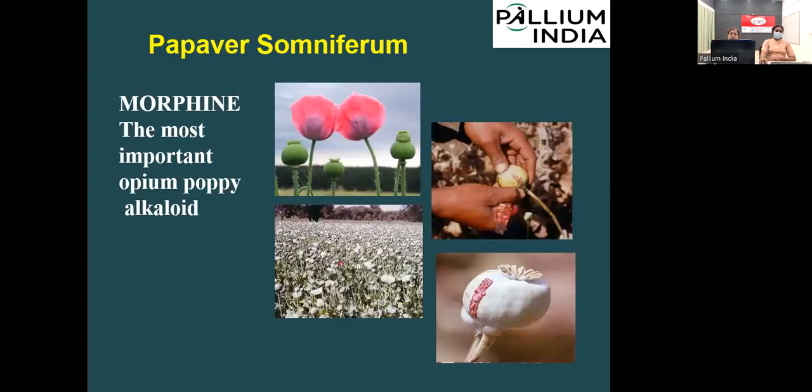So, has anyone seen this plant? Highly unlikely you might have seen it, because in India you can't grow this in your home. This is called Papaver somniferum, from where morphine is extracted. Poppy plant, which is an opium poppy alkaloid. It's like making latex. They make incisions on the pods. That round thing is a pod. They just make the cut, so the latex will come out. From that latex, they prepare morphine.